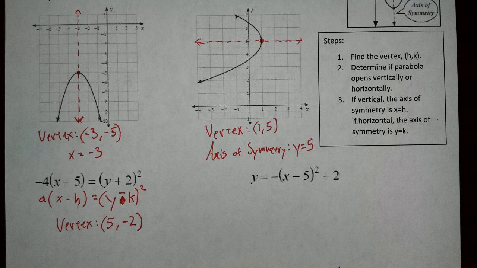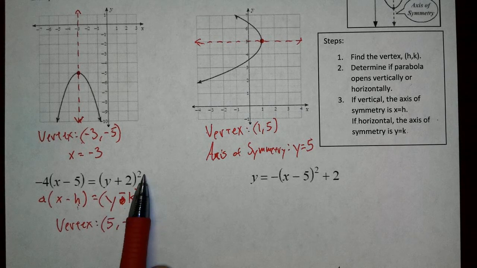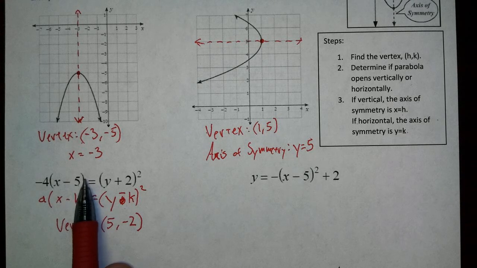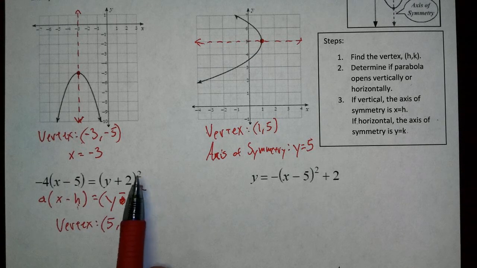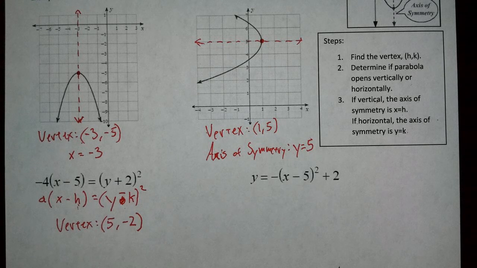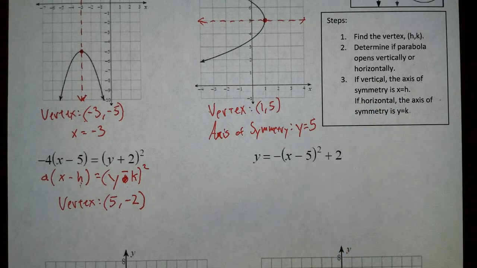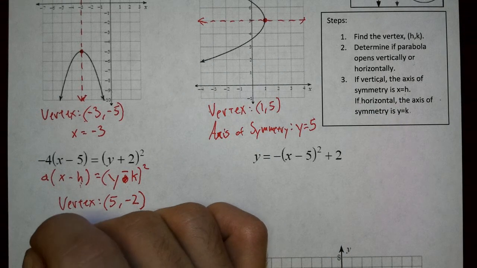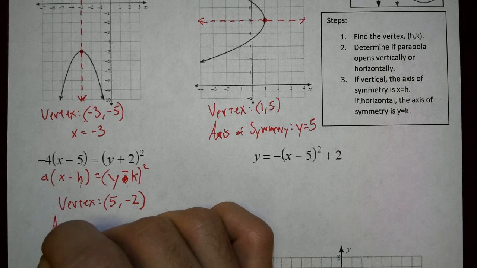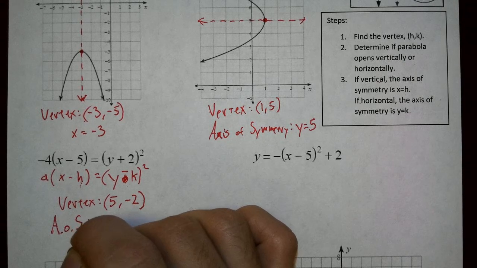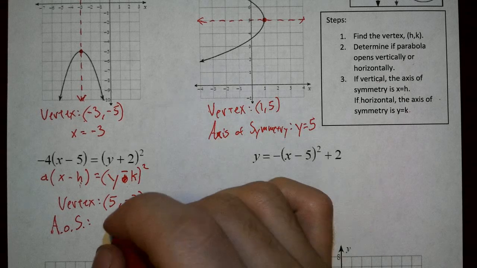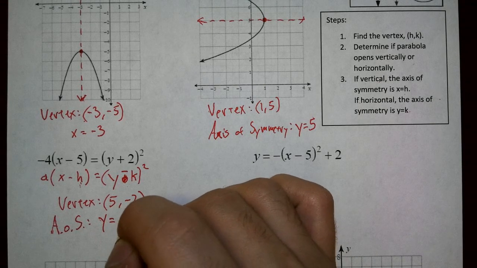Now we want to go ahead and determine if our parabola is opening vertically or horizontally. And how you can tell when looking at an equation is if our y variable is squared, it's going to be opening horizontally. If our x variable is squared, our parabola will open vertically. So we see our square on our y value, so that means that it's opening horizontally. And so if it's opening horizontally, that means that our axis of symmetry, I'm just going to abbreviate it as AOS, is going to be y equals negative 2.